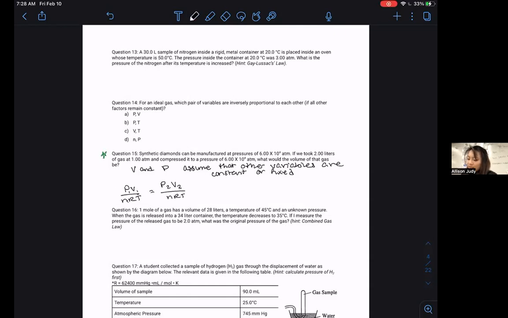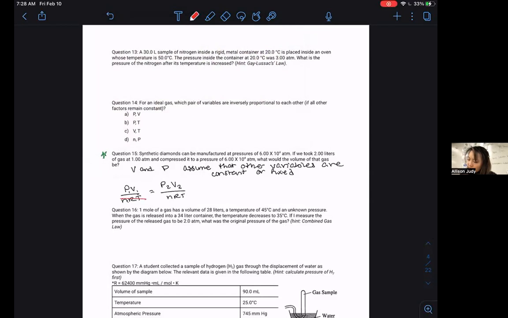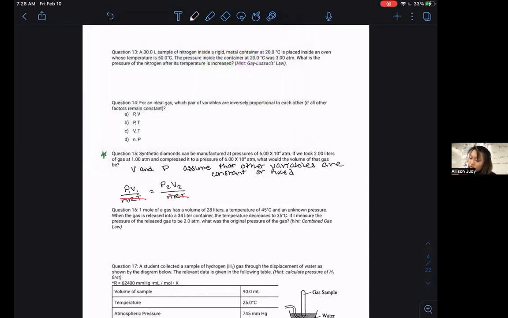And because these are fixed, the nRTs, the mole amount, the R constant is of course fixed, and the temperature, this denominator ends up canceling out because it becomes like a constant 1, and you would get this isolated equation that P1 times V1 equals P2 times V2. And we call this, I believe, Boyle's law.